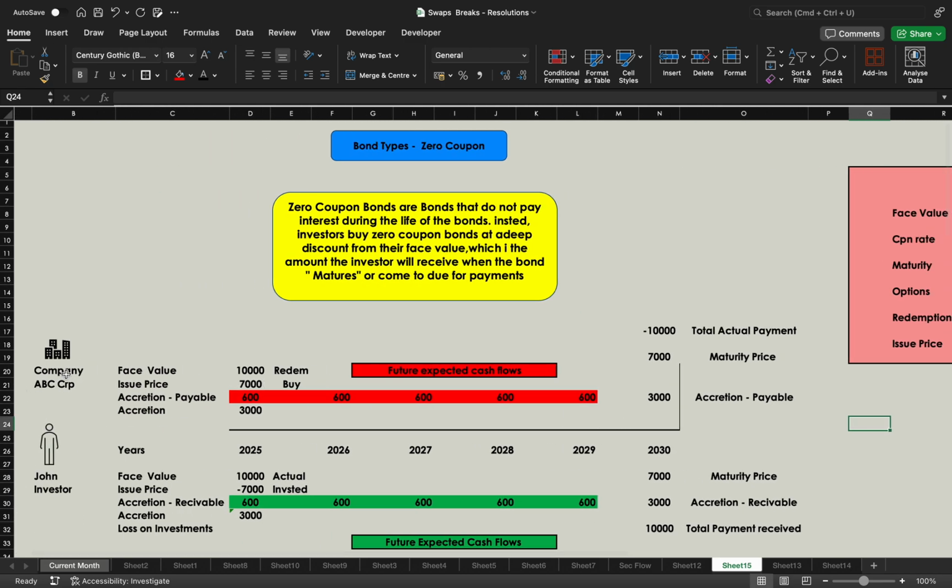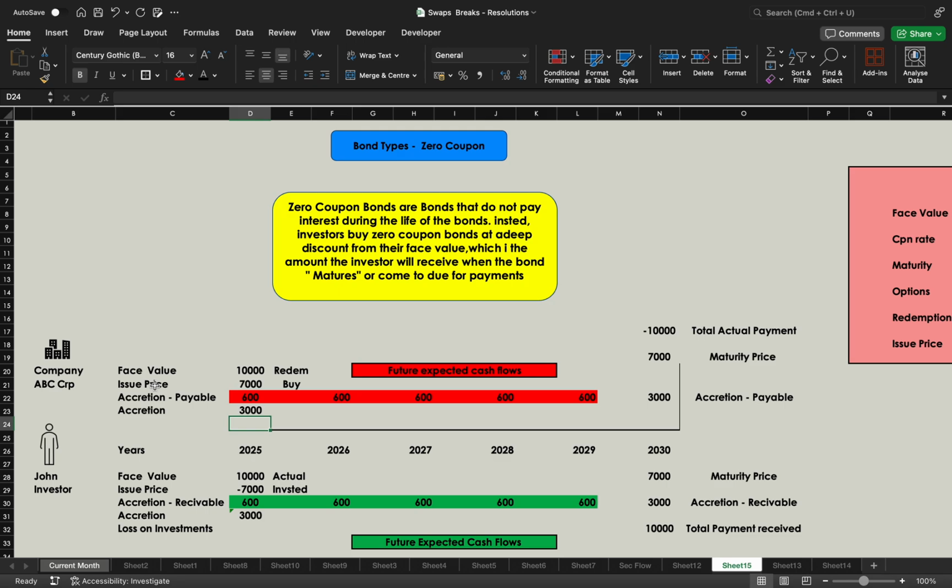ABC Corp is a company that has issued this particular bond in the market. Face value of the bond is 10,000. Issue price is 7,000, so the investor will buy bonds at 7,000, right? And there would be a difference, guys, between face value and issue price. The difference will be treated as accretion. Accretion means an incremental value, right?